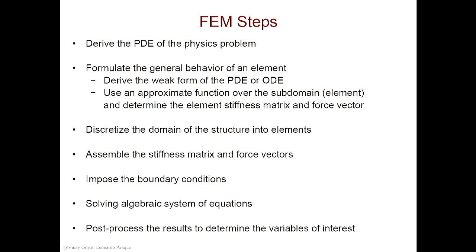Then we approximate the function over that domain, and we will develop the element stiffness matrix and force vector. So in weak form Galerkin, we use approximation functions that satisfy the essential boundary conditions, just essential boundary conditions, and we found that the coefficients had no meaning. And so what we did is we reformulated the approximation function so that the unknowns now become the nodal values at the nodes. And so with that, we developed the element stiffness matrix and force vector.